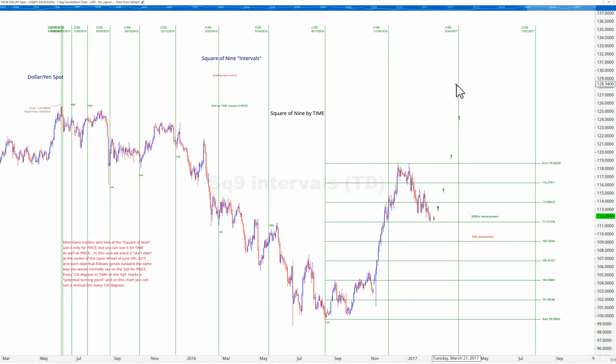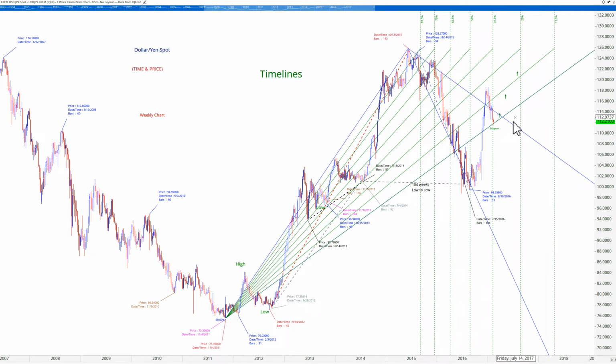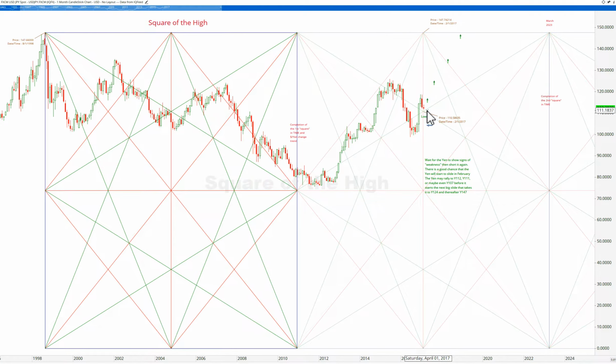Now we're targeting on the square of 9 intervals March 24th, which is close to the spring equinox. So if we do start to rally, maybe there will be a top here in late March. Again, the timeline indicates a turn here now. So that sets up a rally. And on this square of the high, it's indicating a turn here.